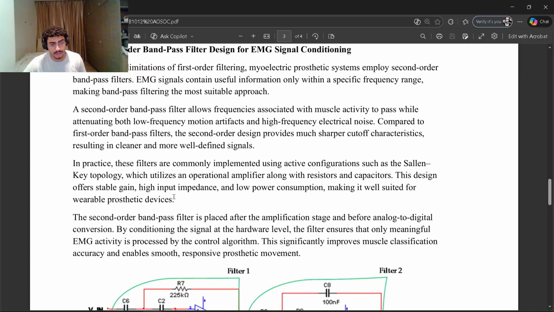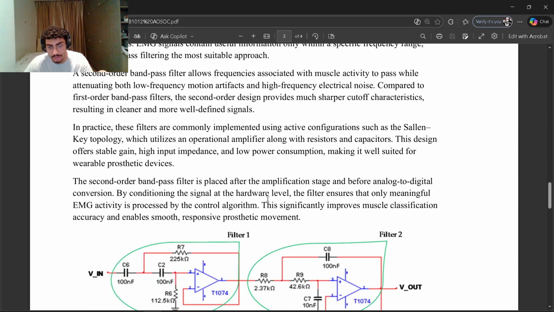Right? In practice, these filters are commonly implemented using active configurations such as the Sallen-Key topology, which utilizes an operational amplifier along with resistors and capacitors. This design offers stable gain, high input impedance, and low power consumption, making it well suited for wearable prosthetic devices. The second order bandpass filter is placed after the amplification stage and before the analog to digital conversion. By conditioning the signals at the hardware level, the filter ensures that only meaningful EMG activity is processed by the control algorithm in real time.